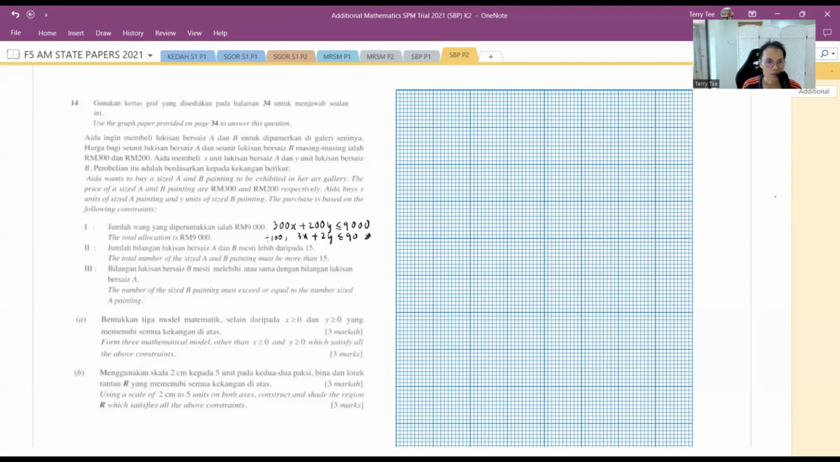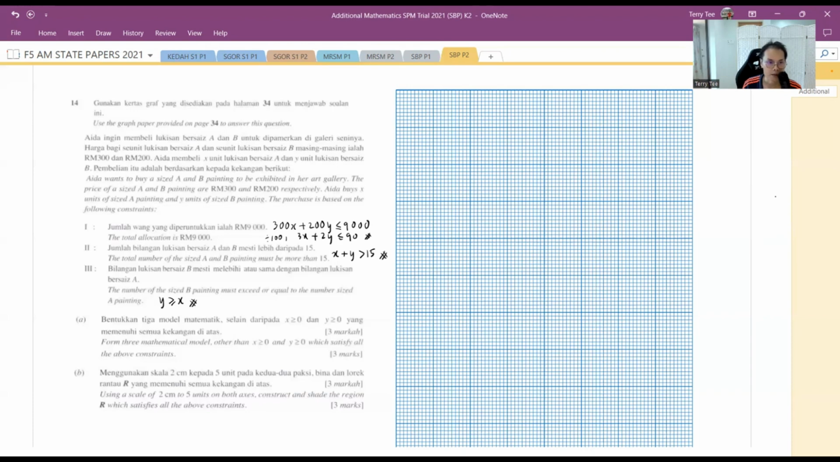Second one, the total number of size A and B must be more than 15. Size A is X, size B is Y. More than 15 means greater than 15. Third inequality, the number of size B, which is Y, must exceed or equal the size A painting. Exceed or equal means greater than or equal, size A is X, so Y is greater than or equal to X. First three, no problem.